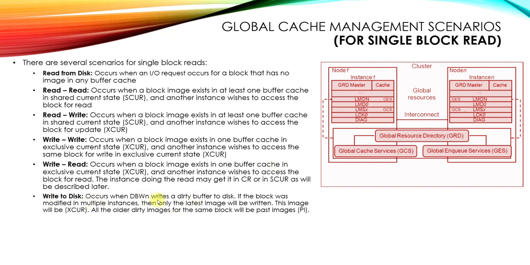Write to disk occurs when the database writer writes a dirty buffer to disk. If the block was modified in multiple instances, only the latest image will be used. So that's what I said about the recovery operation, and the checkpoint operation as well. The latest image will be found out because there are multiple versions of the block, so Oracle needs to find the latest version. That block will be found using the stamp exclusive current written on that particular block. It means that is the latest block that will be either recovered, undo or redo, and written to the data files.